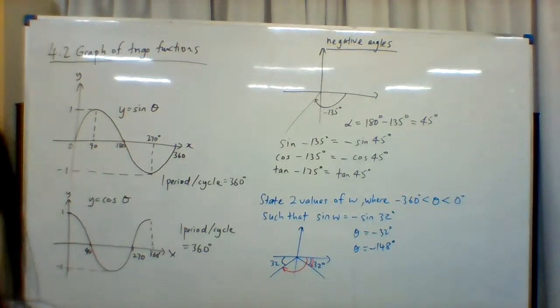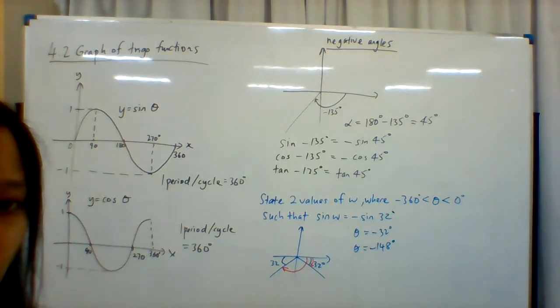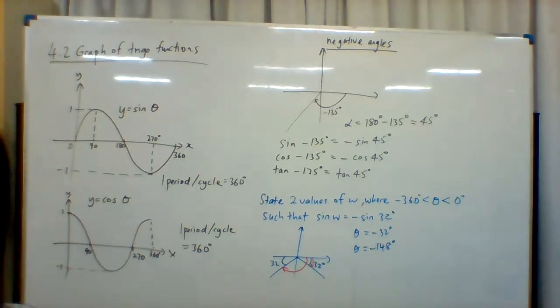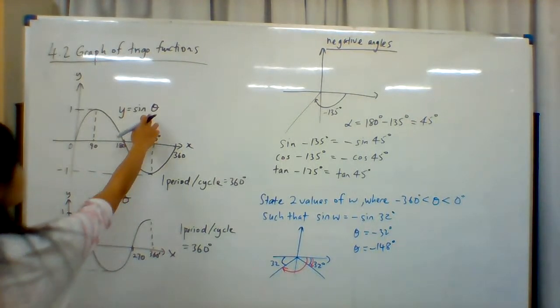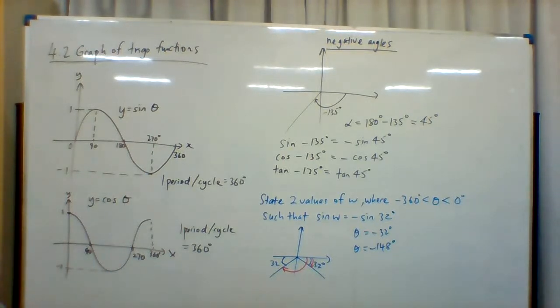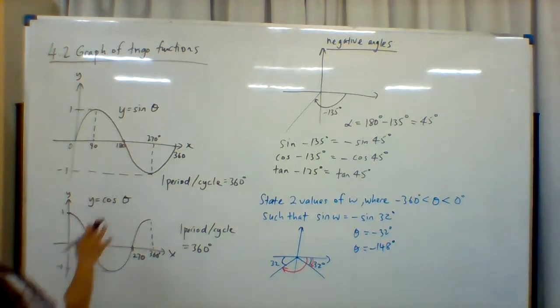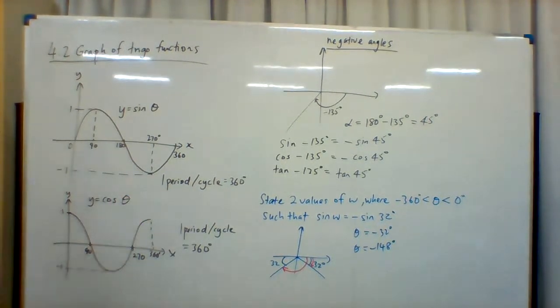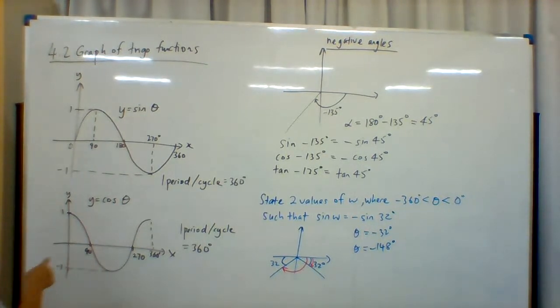Okay, so I have labeled for you all the important points that you need to put in. This is y equals sine theta. The second one is also y equals cos theta, meaning that whatever values for your theta, your x values that you put in here, like let's say if you put in 0, when you press the calculator for cos 0, you will get 1. So that's the function of your graph.